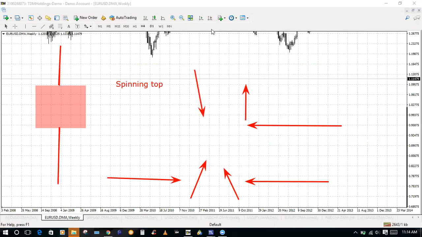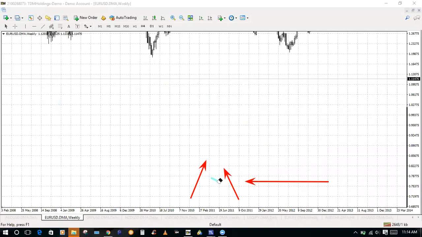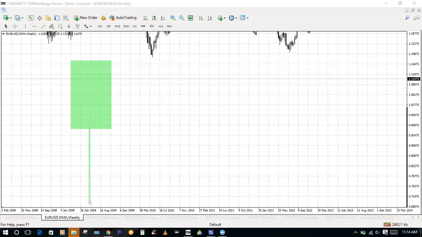And then we have reversal candles. What I've gone through so far are all just indecision candles. We also have reversal candles, and those would be a hammer, which would look something like this, and a shooting star, which would look something like that. A hammer and a shooting star.